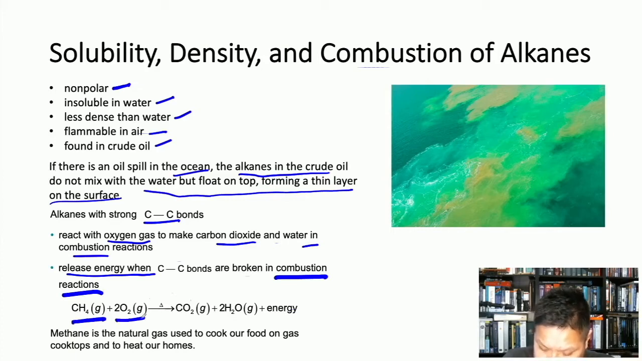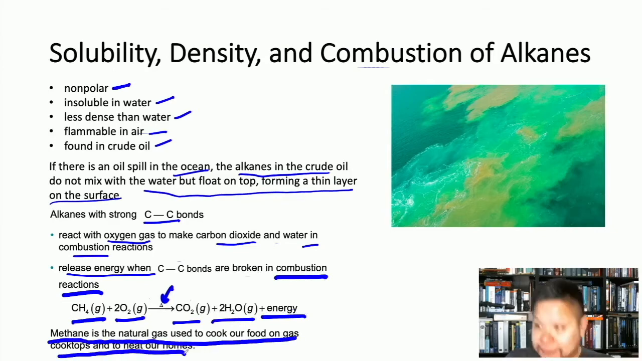combining with oxygen, some heat right there, and you're getting carbon dioxide and water and tons of energy, right? And as I already said before, methane is the natural gas that's used to cook our food on gas cooktops in our homes and heat our homes. Thanks for that.